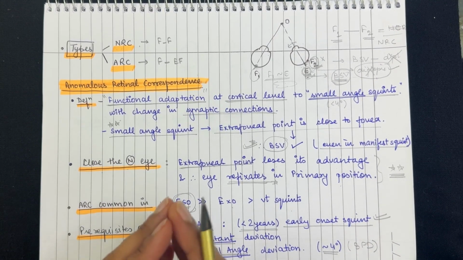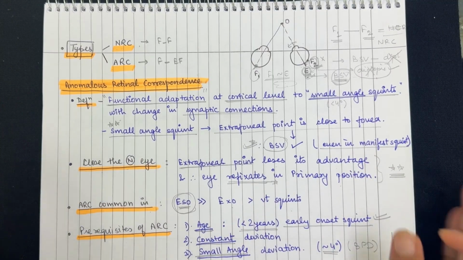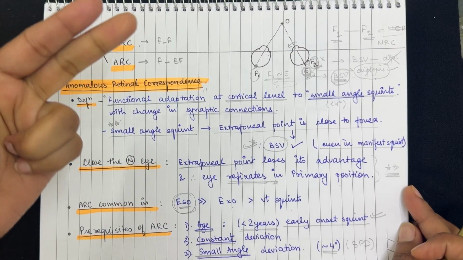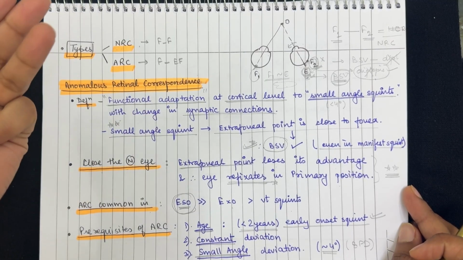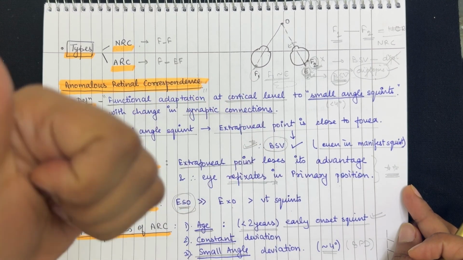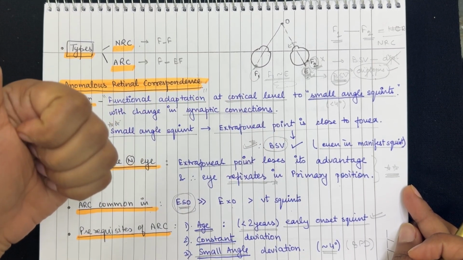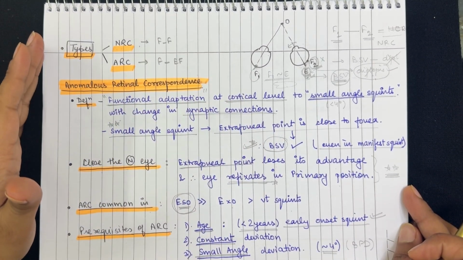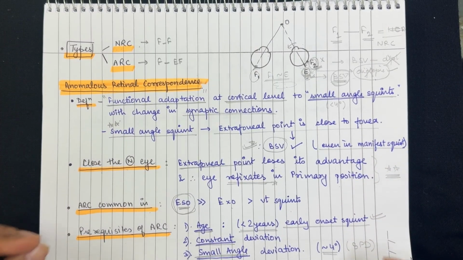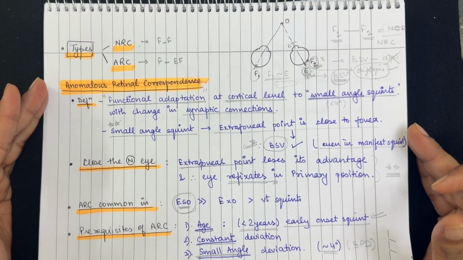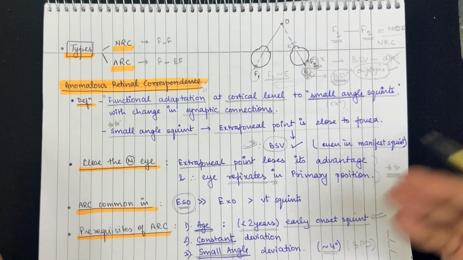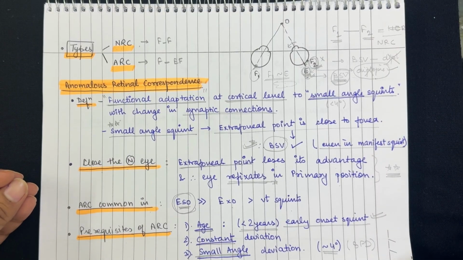That is when anomalous retinal correspondence will be there, right? So there is a small angle squint, the extrafoveal point, on closing one eye, refixates with the fovea, right? Less than 2 years for synaptic connections, constant small angle deviation in a unilateral eye. These are very, very important points to get the concept of anomalous retinal correspondence clear. I hope I'm able to explain some part of it.